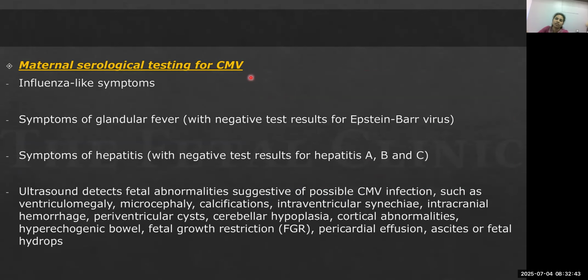Now, maternal serological testing for CMV. When do we act on it? When the mother has influenza-like symptoms or symptoms of glandular fever, as we already said, lymphadenopathy or mild flu-like illness, with negative test results for EBV because the symptoms of EBV are similar, or symptoms of hepatitis, which can rarely occur with CMV infection also, with negative test results for hepatitis A, B, and C, or we have ultrasound findings of a cranial or an extracranial abnormality.